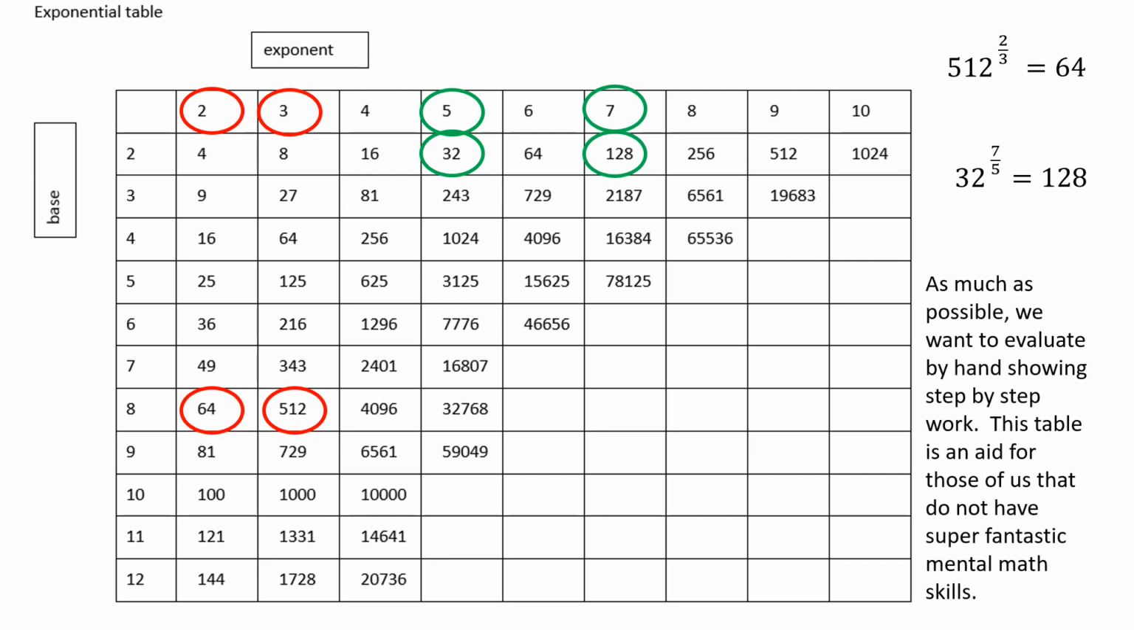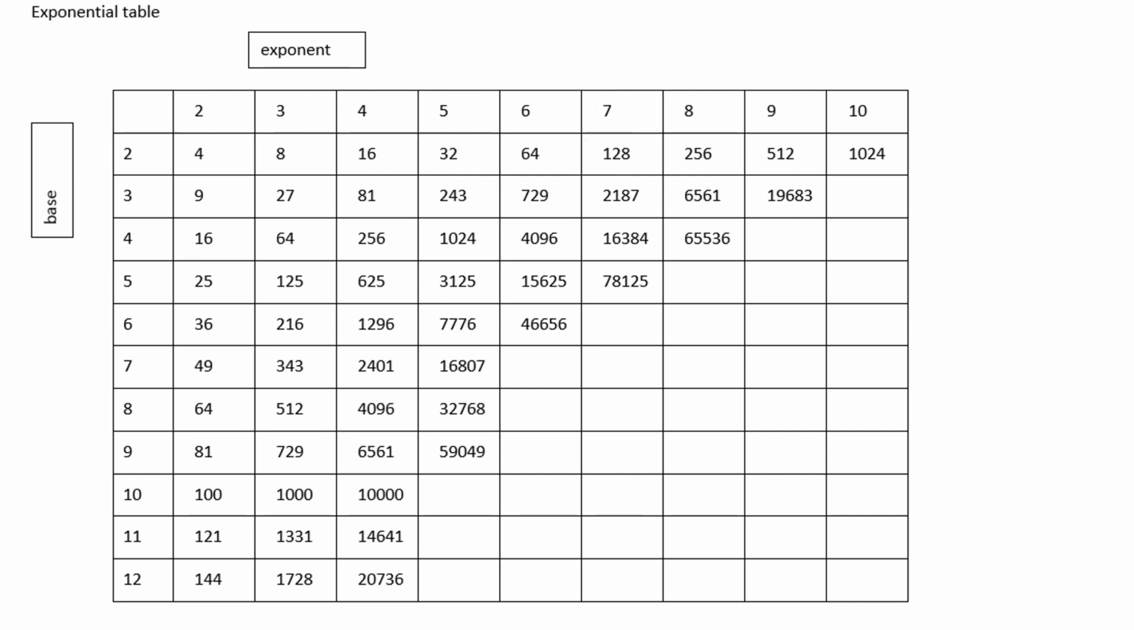So as much as possible, we do want to do this by hand, showing step-by-step work. But for those of us that mentally cannot just manipulate the numbers in our head and say, well, hey, the 5th root of 32 must be 2, this table gives you an excellent way of looking and say, oh, if I got 32 and I want the 5th root, I must be talking about the number 2, so let me write down 5 of those 2's. And then when we raise it to the 7th power, you can write down 7 of those 2's.